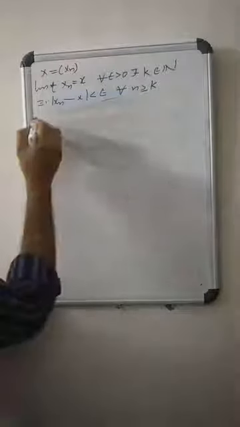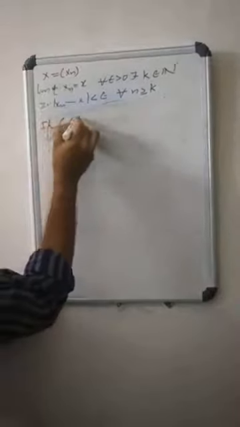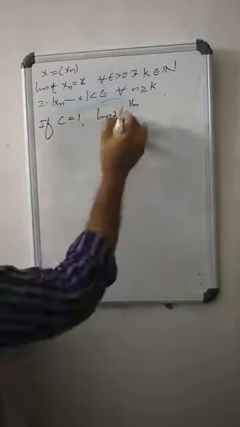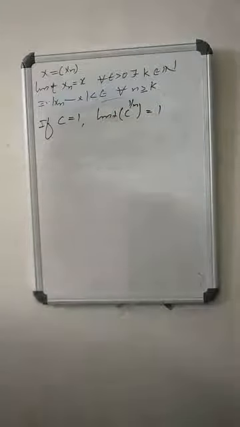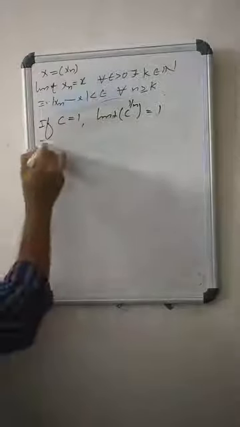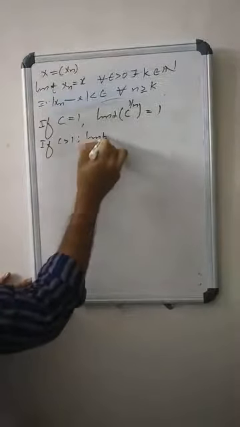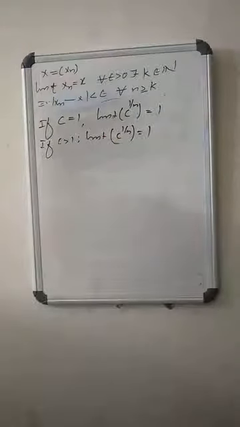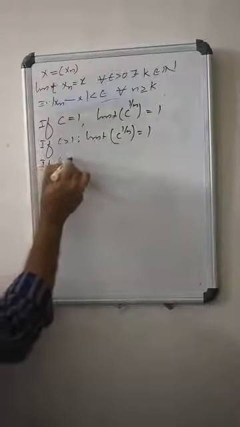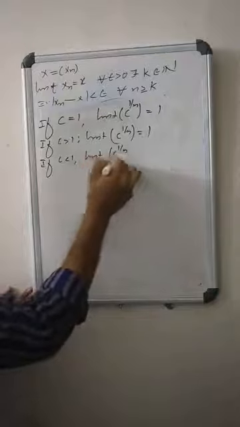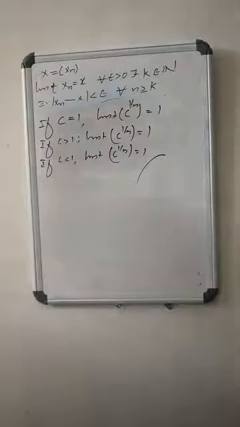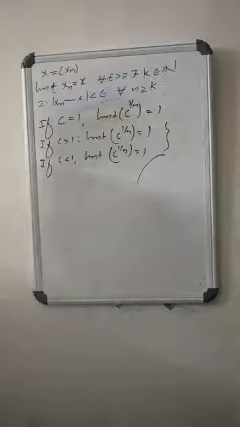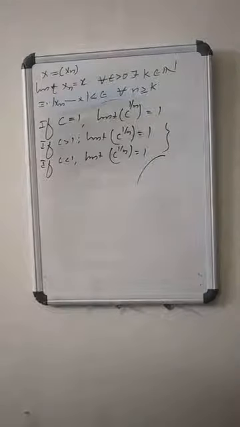Now we'll try to prove: if c equals 1, what about limit c power 1 by n? If c equals 1, limit c power 1 by n equals 1. Okay, that's immediate. If c is greater than 1, then you have to show that limit c power 1 by n equals 1. Also, if c is less than 1, also prove limit c power 1 by n equals 1. So try to prove these two arguments: if c is greater than 1, limit c power 1 by n equals 1, and if c is less than 1, limit c power 1 by n is also 1.